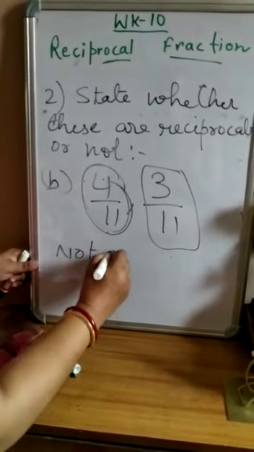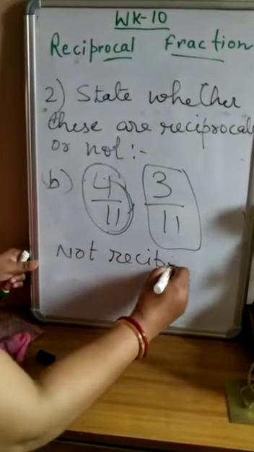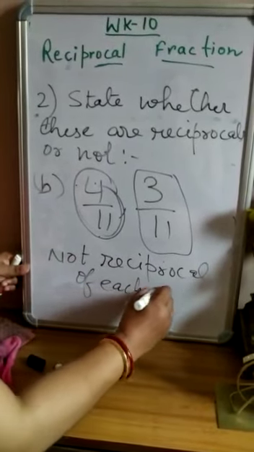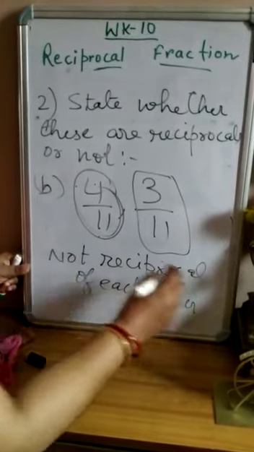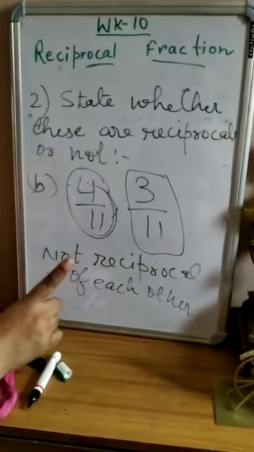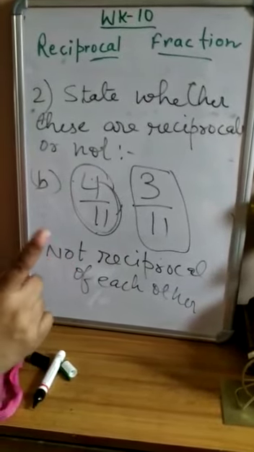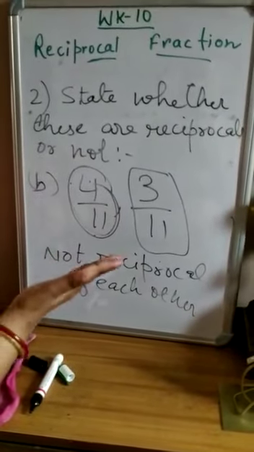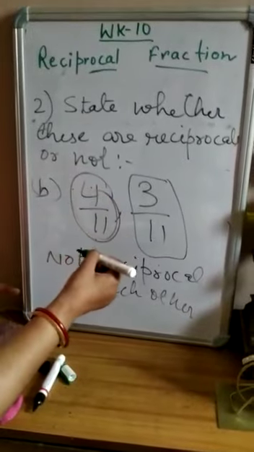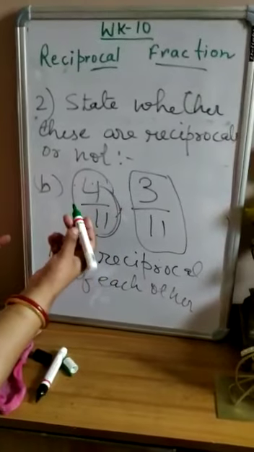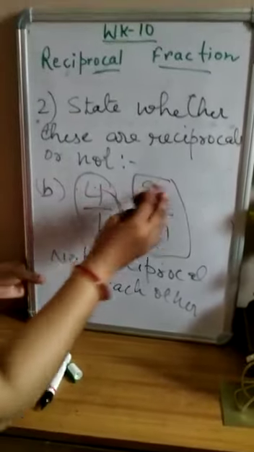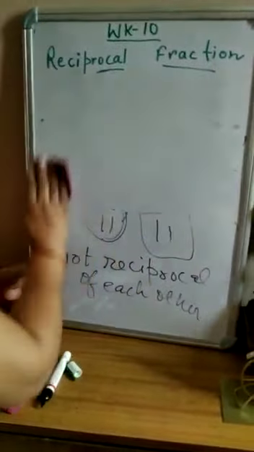Not reciprocal of each other. Correct. What is reciprocal, children? Again I am repeating. To find the reciprocal of a fraction, we have to interchange the position. The numerator will become the denominator and the denominator will become the numerator. Just the opposite, you have to do it. Right, children? Understood? Now come to question number 3.